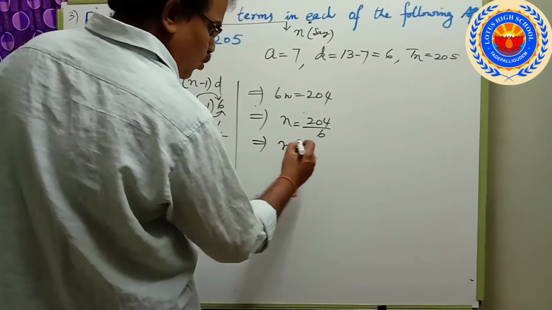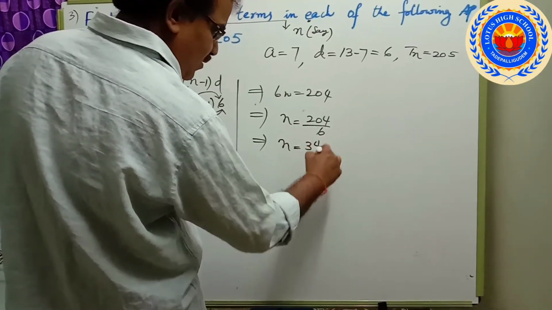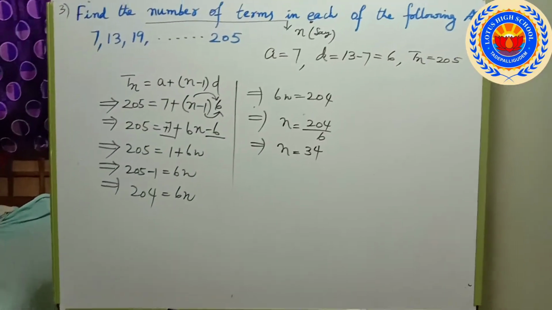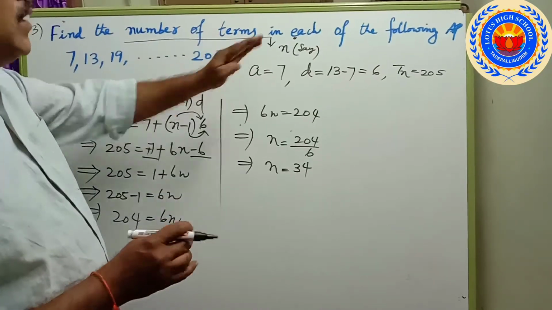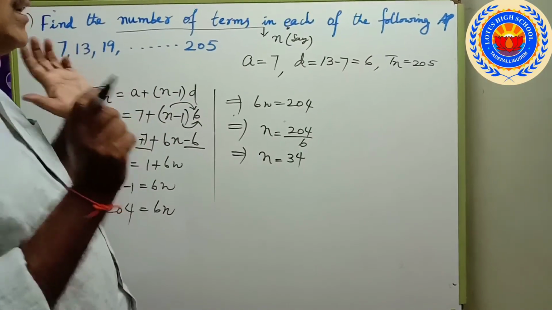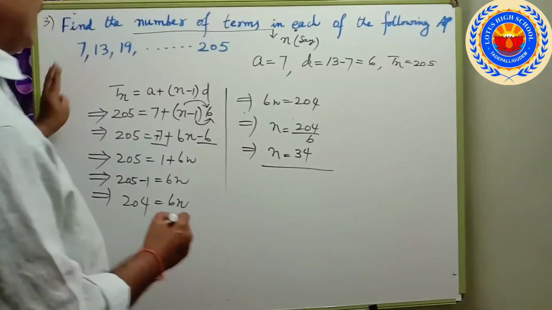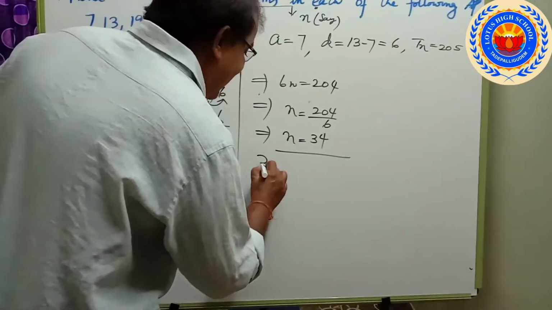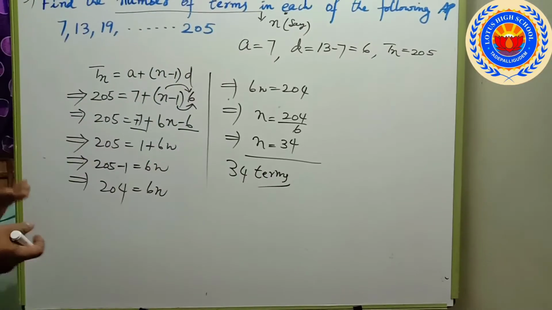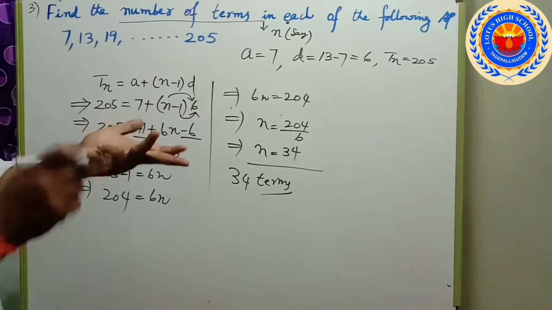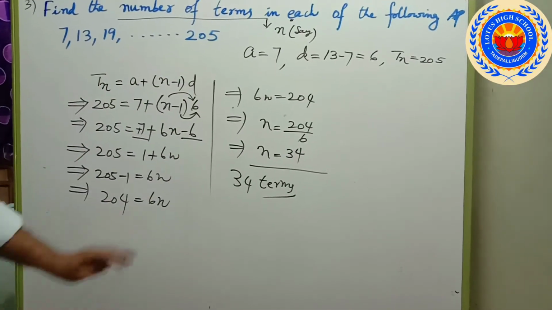n is equal to 34. Therefore, find the number of terms: total 34 terms in the AP. In this AP, total 34 terms. How many? Find the number of terms. 34 terms in the particular AP. 1, 2, 3, like that up to 205. There are 34 terms. Okay.